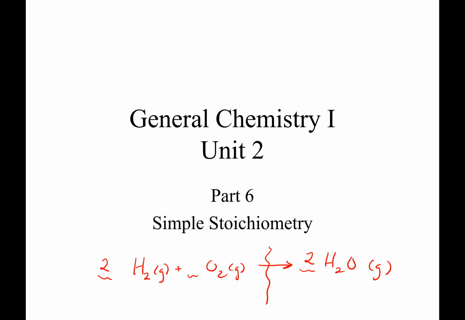Okay, so what are these numbers? A 2 in front of the H2, a 1 in front of the O2, and a 2 in front of the H2O. What are those called? Coefficients. Coefficients, very good. I usually abbreviate it like COF.